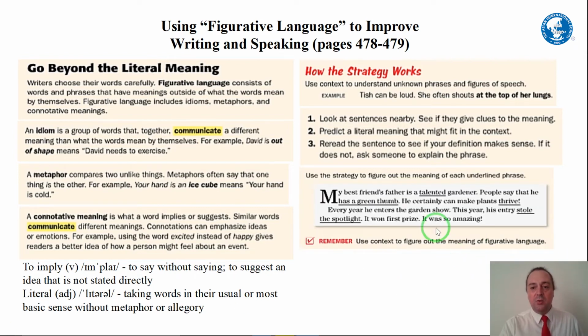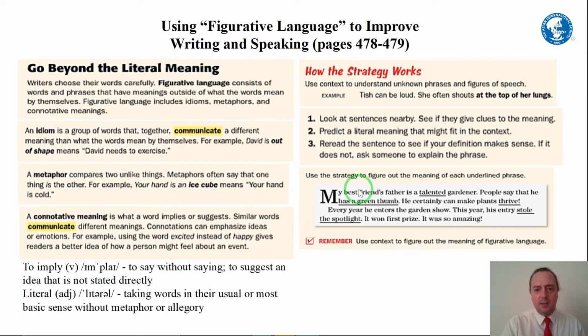Okay, here's two more examples of figurative language. So let's take 1 minute and read this. My friend's father is a talented gardener. People say that he has a green thumb. He certainly can make plants thrive. Every year he enters the garden show. This year his entry stole the spotlight. It won first prize. It was so amazing.